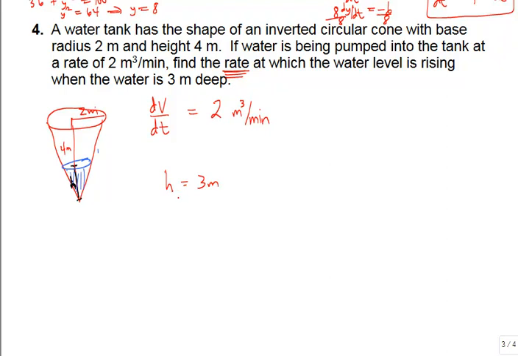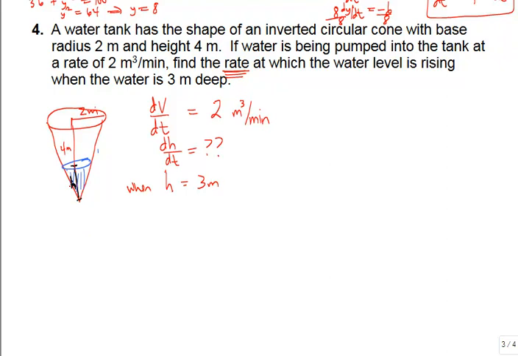And what we want to know is when that height is 3 meters deep, what is the rate at which this water level is changing, is rising? So think about how you would label that. The rate at which the water level, our water level is this h, is rising. Well, what's the rate of change of this height? Well, we would label that dh dt. So we're looking for dh dt in this problem when, or at the moment in time, when that h is 3 meters. Okay?